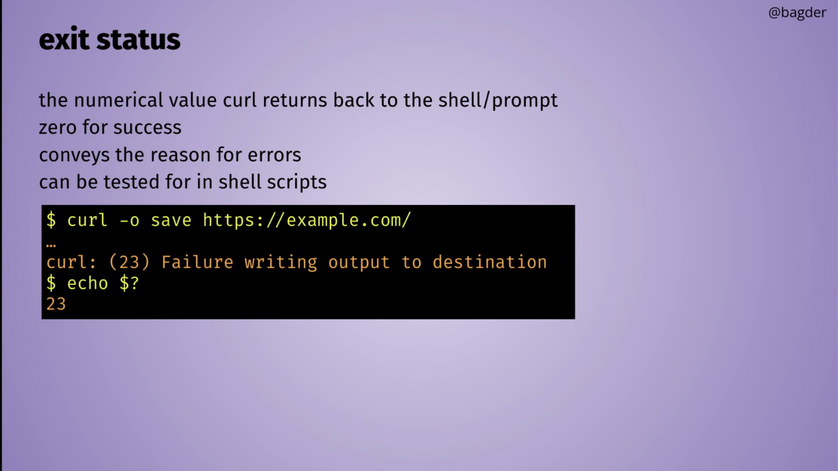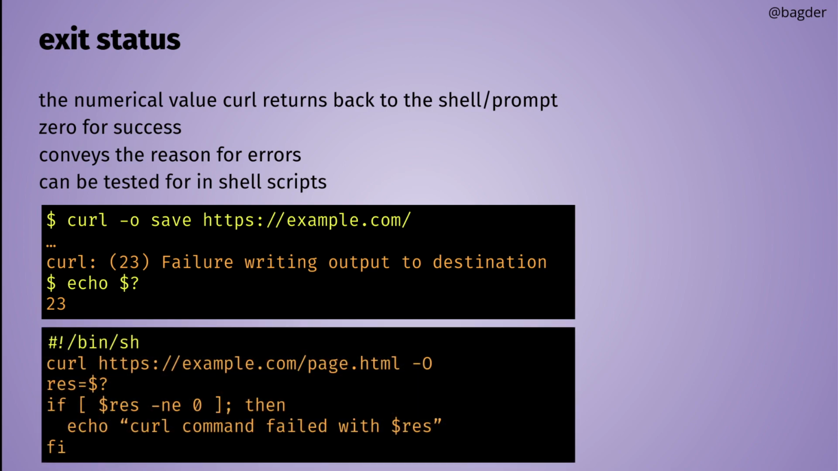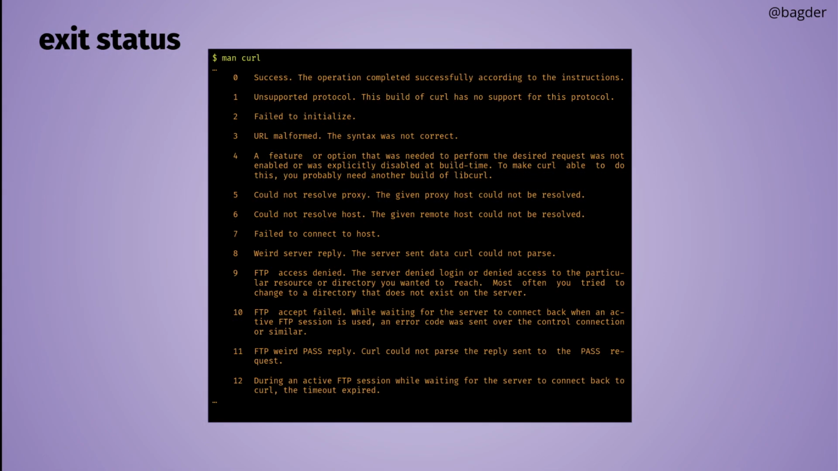If you do it like this, for example, and you cannot save this file in this particular directory, you get an error, in this case error 23, failure writing output to destination. You can't save it there, error 23, so it failed. Then you can check in your man page what error 23 means. And if you write a shell script, write the curl command, check the return code. Was it 0? If it wasn't 0, it failed, and then you can take action. Or rather, when you write shell scripts, you probably should do it like this, or some version of that.